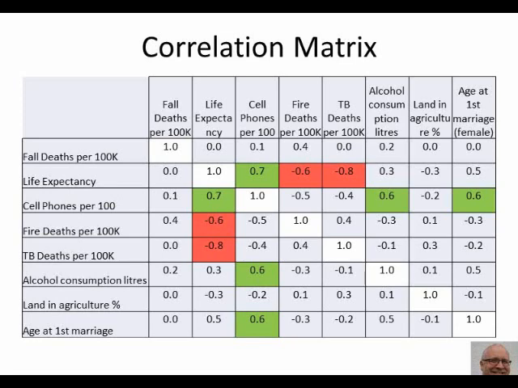And here's a correlation matrix. It shows the 8 attributes against the 8 attributes, and I've highlighted in colors the cells where there is an interesting correlation. So if we take life expectancy, we see that there's a positive correlation between it and cell phones. People who have cell phones are more likely to have a longer life expectancy. People with a longer life expectancy are more likely to have cell phones by country. Countries with a greater number of TB deaths or a greater number of deaths by fire are less likely to have long life expectancies. There's a negative correlation between the two.